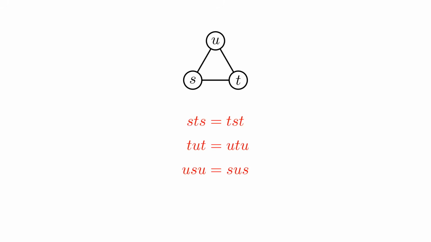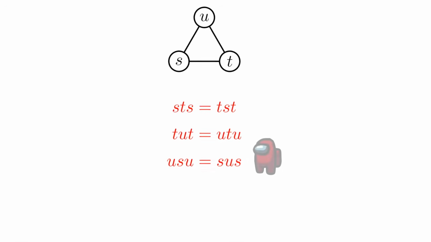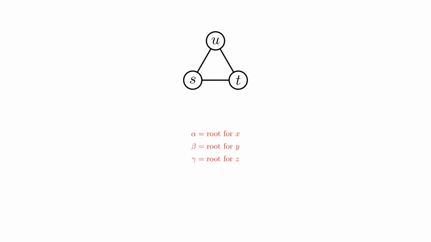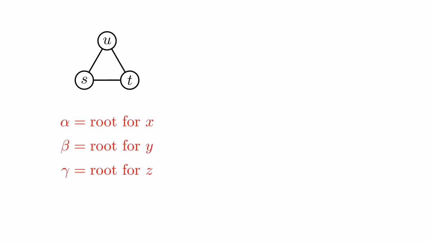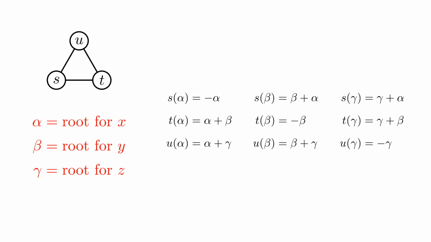Well, let's just pick an example and try it out. We saw in the last video that this Coxeter system was infinite. What is its geometric representation? Let's call the generators S, T, and U, which means we have these braid relations. Let's denote the roots alpha, beta, and gamma. We can write out the reflection functions, but we don't quite know what this looks like yet because we don't know the coordinates of the roots.